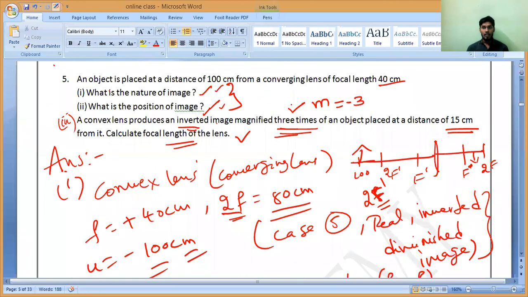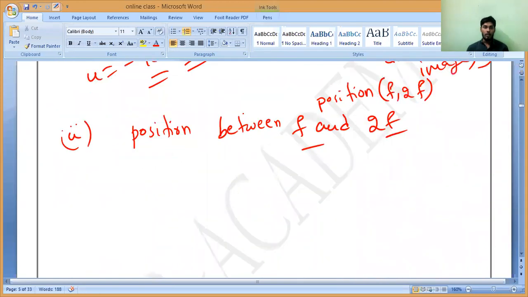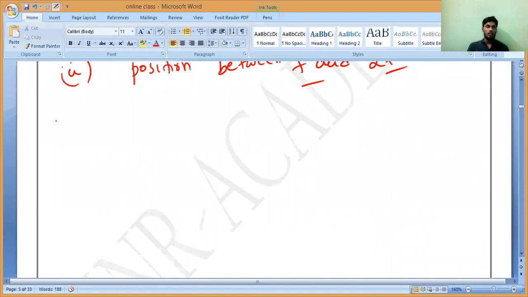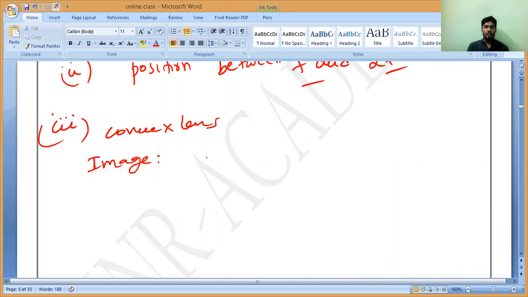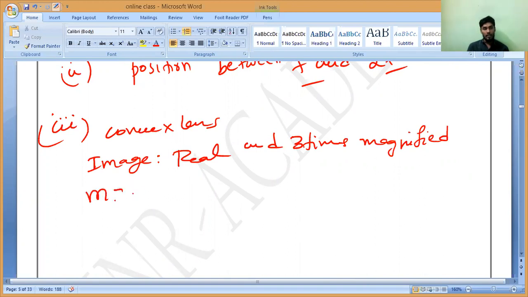Shall we start? So very simple. Can you say the given data? Third question, all of you. Same lens, convex lens. Given image is real and 3 times magnified. So m is equal to what? M is equal to minus 3.